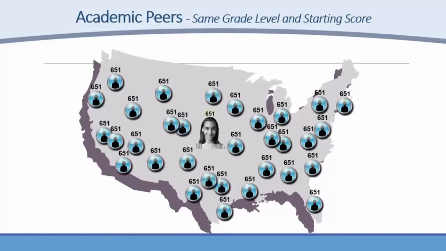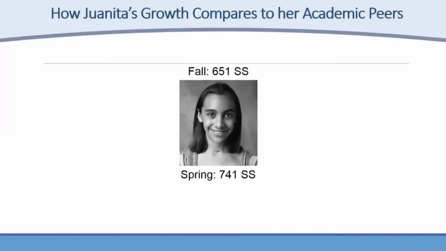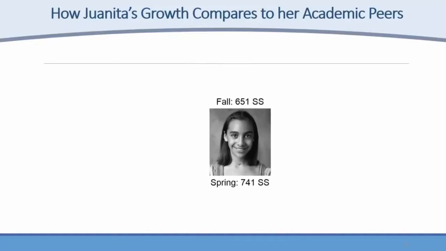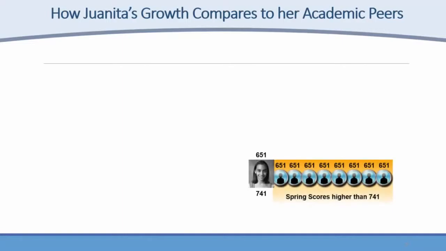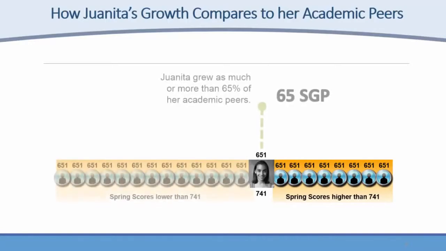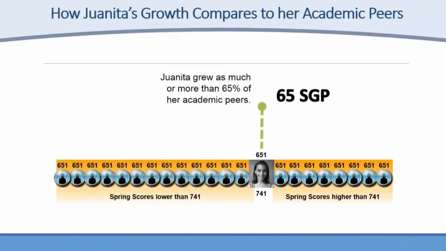Data from millions of STAR tests given every year is used to calculate growth norms. In this case, we're going to look at students who scored like Juanita, a 651 scale score in the fall. Then we're going to look at how these students scored in the spring. Juanita's spring scale score was a 741. Some of Juanita's academic peers scored higher in the spring, meaning they showed more growth than Juanita. Some of Juanita's academic peers scored lower. They showed less growth than Juanita.